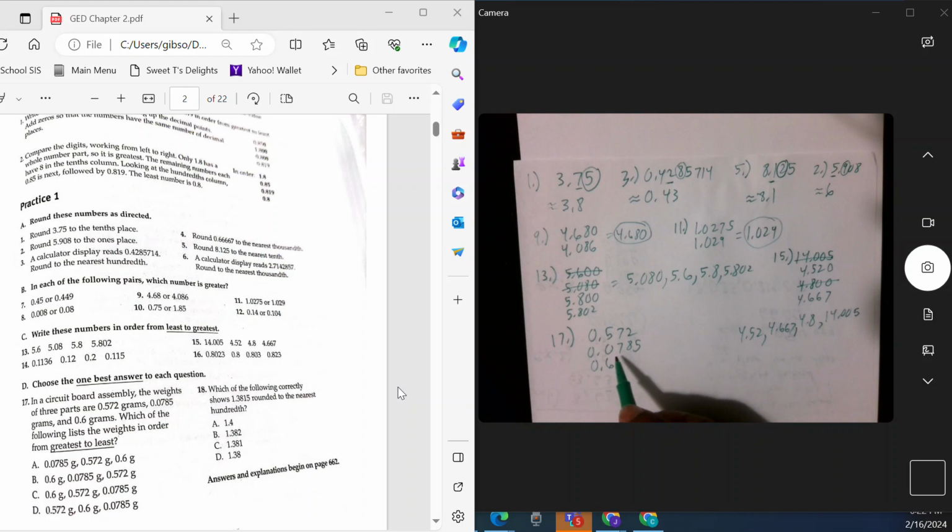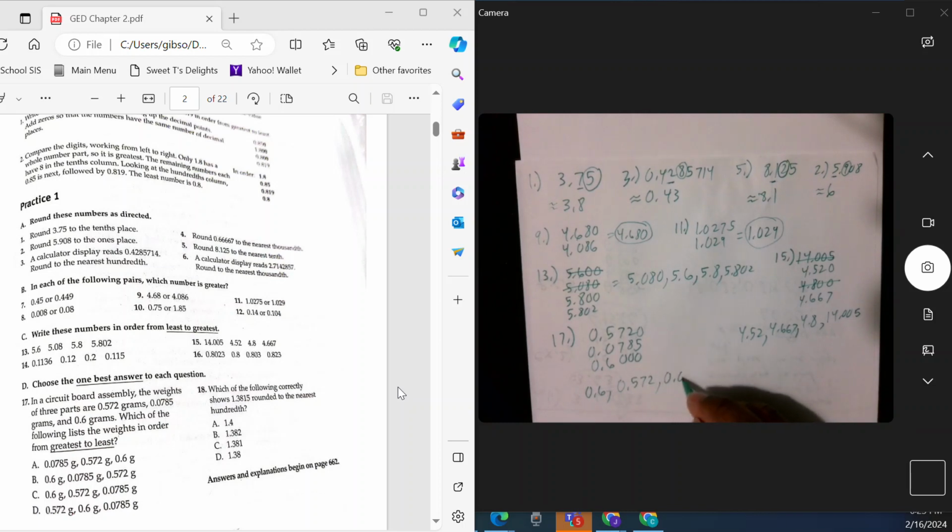Okay, so now the longest one we have is 4 digits behind the decimal. We add these zeros, so we have 4 digits behind the decimal. Now, if you look here, we want to go from the greatest to the least. All of them start out with zeros in front of the decimal. They're the same. So now when we get to the tenths place, we have three different numbers, which makes this easiest. The larger number is the 6, so 0.6 will be first. And then the 5 will be second, 0.572, and then finally 0.0785 will be last. And the one that has that is C.